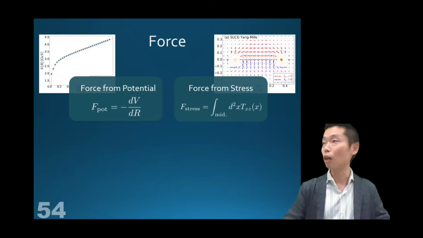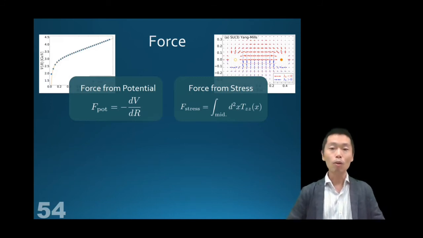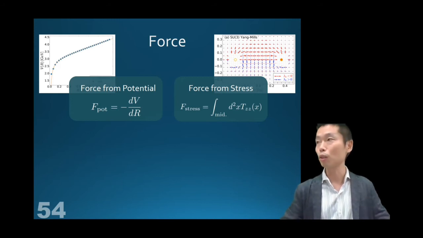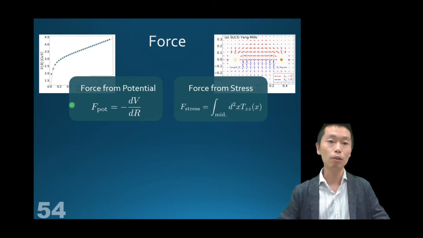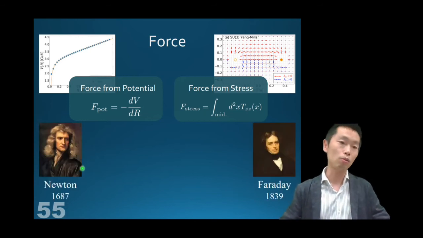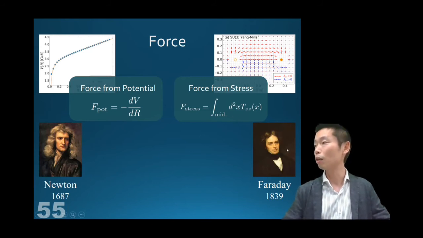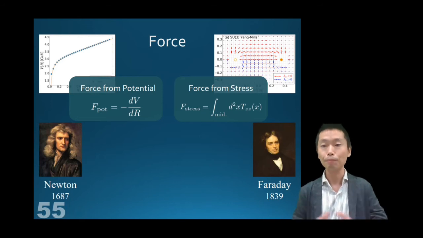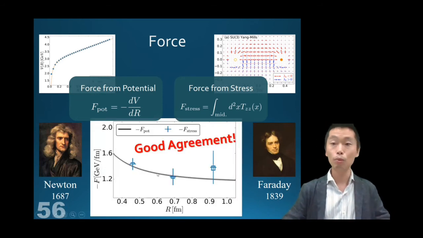Next I consider the comparison of the two definitions of the force. Now we have two definitions of the force. One is the force defined from the potential. We have the Q-Qbar potential, so by taking the R derivative, we obtain the force acting on a charge. On the other hand, now that we have the stress tensor, we take the surface integral of the stress tensor. Then we should obtain the force between two charges. In some sense, the left definition of the force corresponds to the Newtonian definition, while the right definition is Faraday's local interaction.